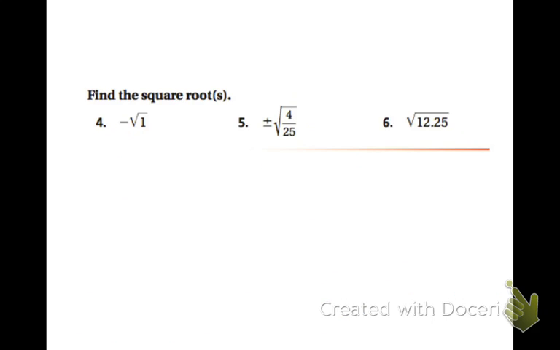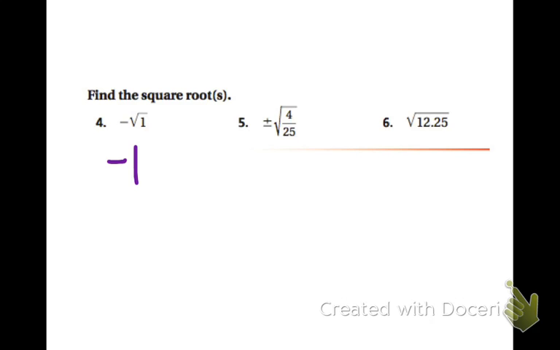Okay, next thing we're going to do is find the square root or roots. This time we're going to let the symbol, the radical sign, and whether or not it has a negative in front of it, tell us whether we want the positive root or the negative root. Since we have the negative sign out front, we want the opposite of the square root of 1, or the negative value, which is negative 1. Looking at 5, in this case we want the positive or negative. We want both roots of the square root of 4 over 25.